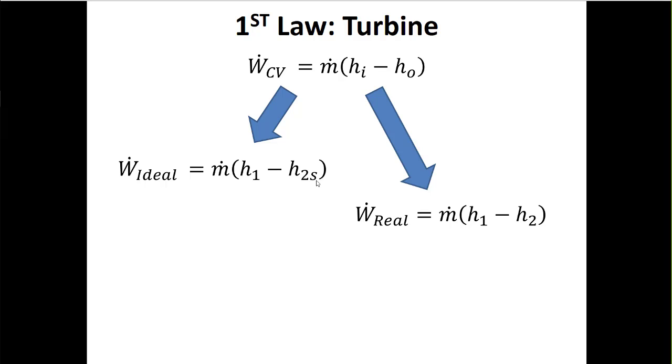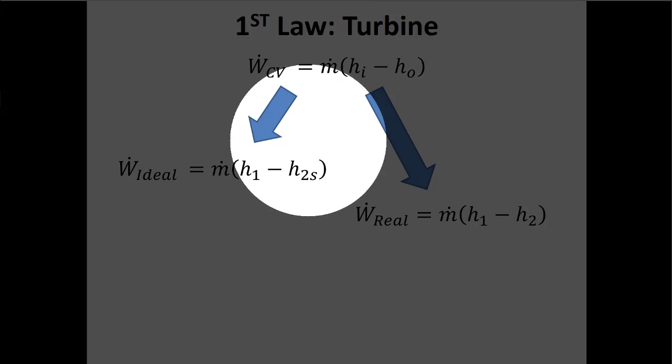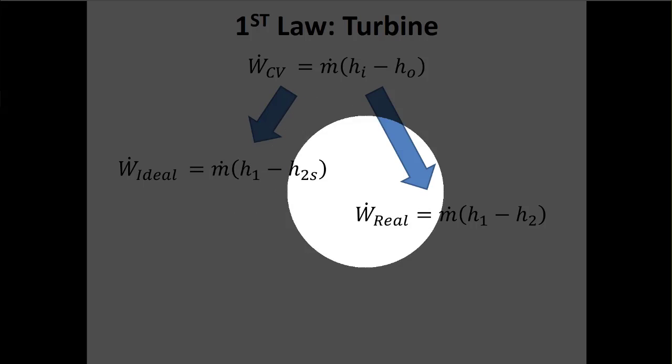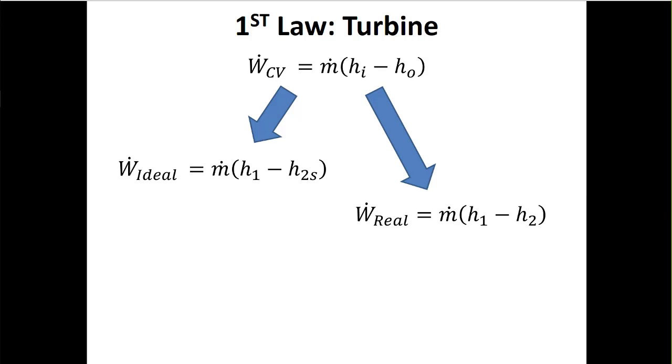But the real turbine is m dot times h1 minus h2. The difference here, it's the same equation, right? It's still m dot times h in minus h out. The difference is the outlet of the ideal turbine is this state 2s, and the outlet of the real turbine is state 2. So now my question is, which one of these things is bigger? Right? Because the purpose of a turbine is to produce power. That's the turbine's job.